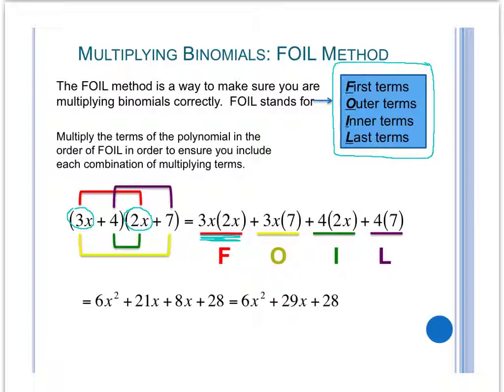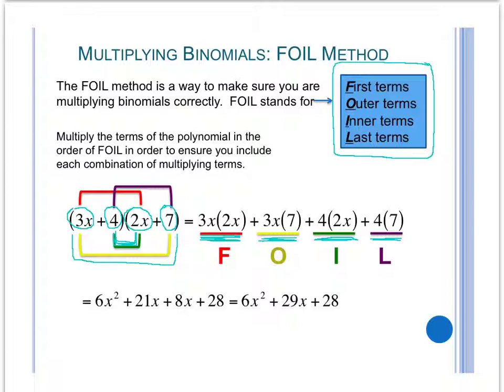Then we want to add on the outer terms. And when we say outer terms, notice how the outer terms appear to be on the outside of the entire expression, or outer. So we have a 3x times a 7. Then our next term is going to be the inner term, or what appears to be the innermost two terms of the entire expression. So we have a 4 times a 2x. And lastly, we take the last terms. So literally, the last term in each of the binomials, and in this case, it's a 4 times 7.